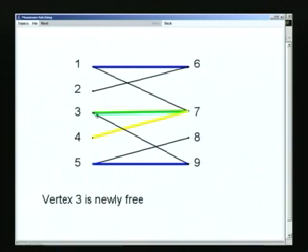Well, we could try and match it back again to 7, but that seems foolish. We just removed this edge. So we should not try to put it back again. So let's try to do something else. So the only other thing we can do is add in edge 3 to 9. So let's try doing that.